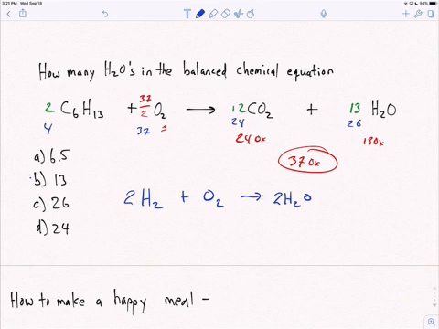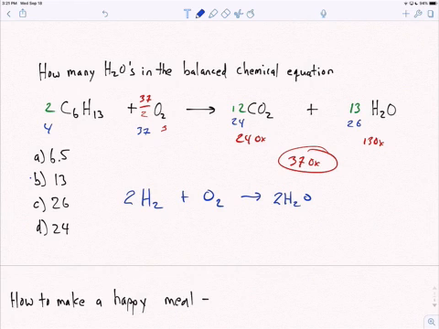Now you've locked in the ratio between here and here and here and here. Now the last one left is oxygen. So 12 times 2 is 24 oxygens. 13 times 1 is 13 oxygens. And together is 37. Right? So 37, because this has a 2 in it.